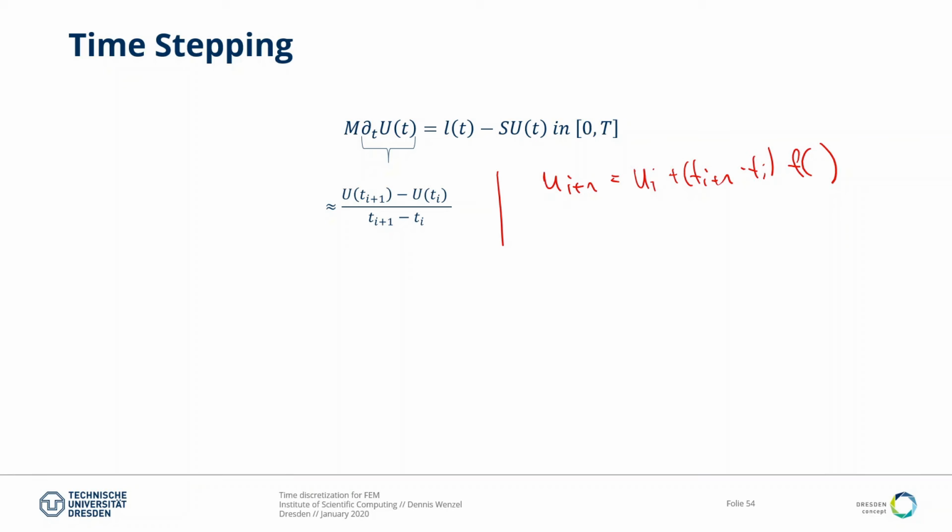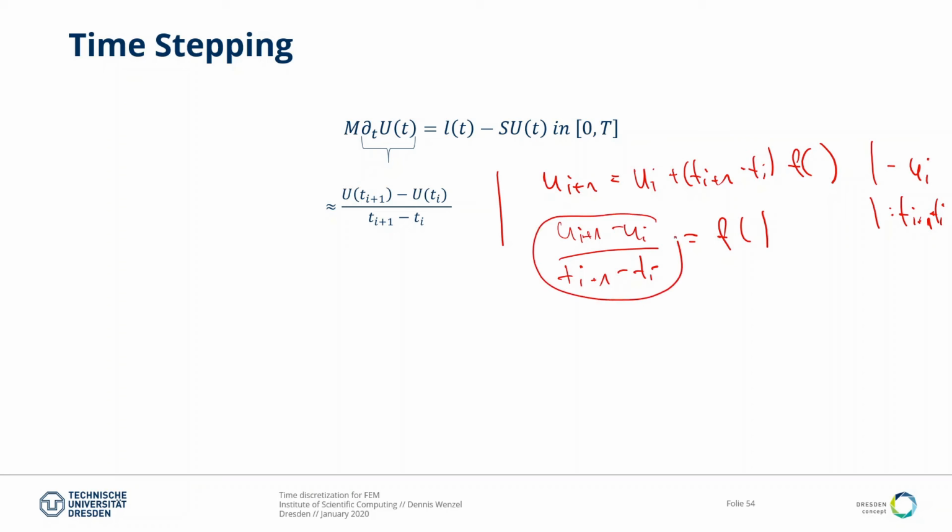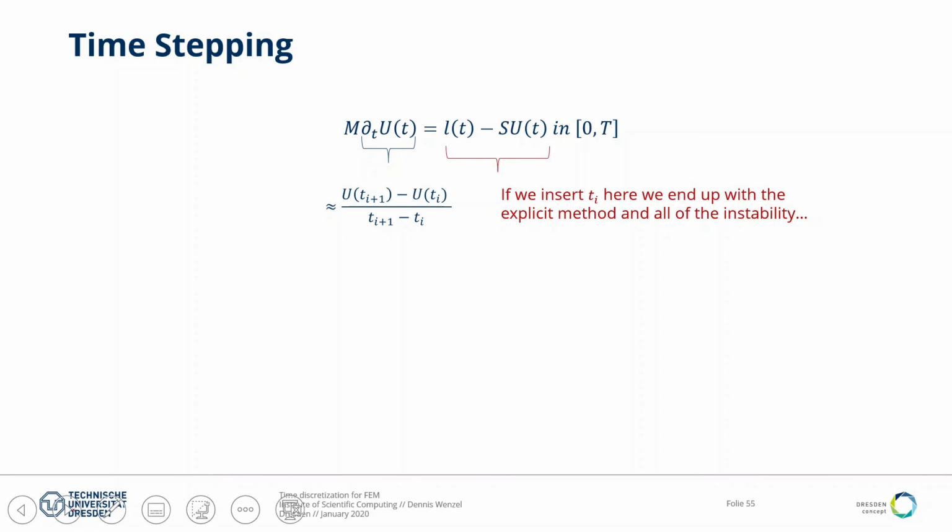And then if you would subtract u_i and then divide by t_{i+1} minus t_i, then you would end up exactly where we are. So (u_{i+1} minus u_i) over (t_{i+1} minus t_i) equals f of something. Okay, so what I'm doing here now is I'm replacing my time derivative by this difference quotient here. And this gives me the first step.